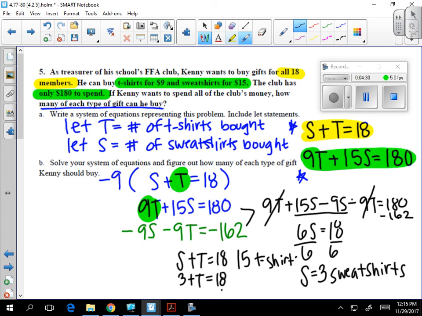And again, to check your answer, you can plug 3 in for s and 15 in for t into both of my original equations, and they will make them true.